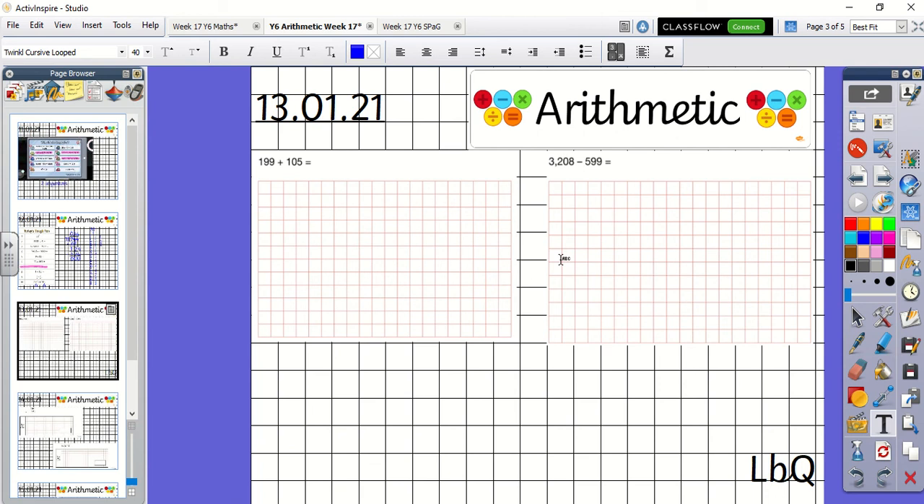Now, you can obviously write on the screen on LBQ just like you normally do in the lesson, or you can use your books, if you've got any books or any paper at home, to do your working out. Now, I've chosen these 2 questions because some of us are not putting our numbers in the correct place value. So this one here, we've got 199 and we are adding 105. Nice and easy to get us started. And our equals line.